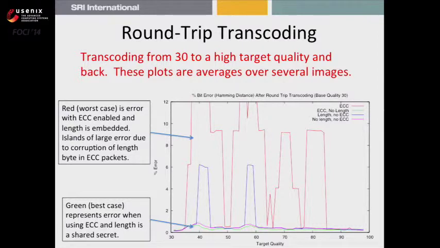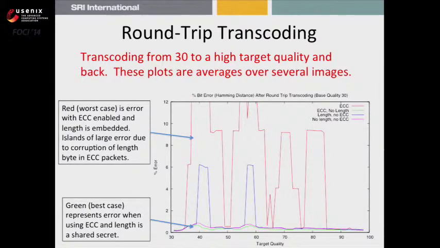The worst case is error with ECC enabled and length is embedded, and we think what's going on here, so those errors are very high. This is a percent bit error. So we measure the Hamming distance between the original message and the result that we got out after extraction.